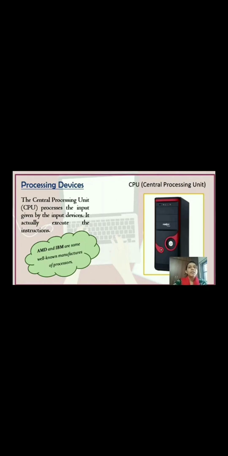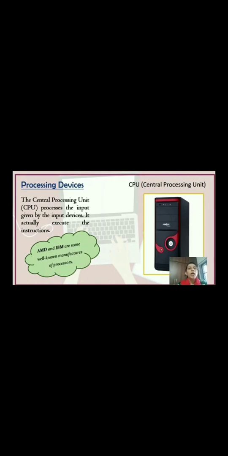Now processing devices. The central processing unit, CPU, processes the data given by the input devices. It actually executes the instructions. CPU stands for central processing unit, and whatever you are entering, it will go into the CPU. It will be processed inside the CPU, and after the processing, it will execute the instructions. AMD and IBM are some well-known manufacturers of processors.